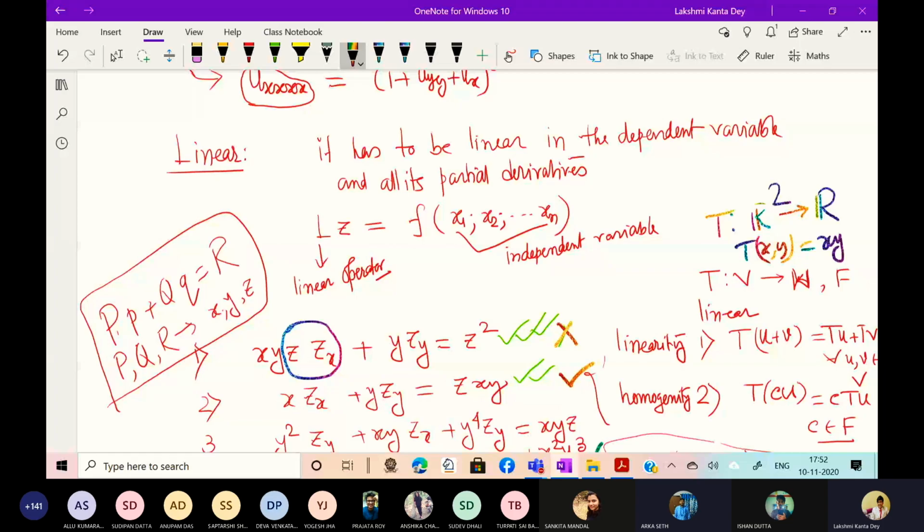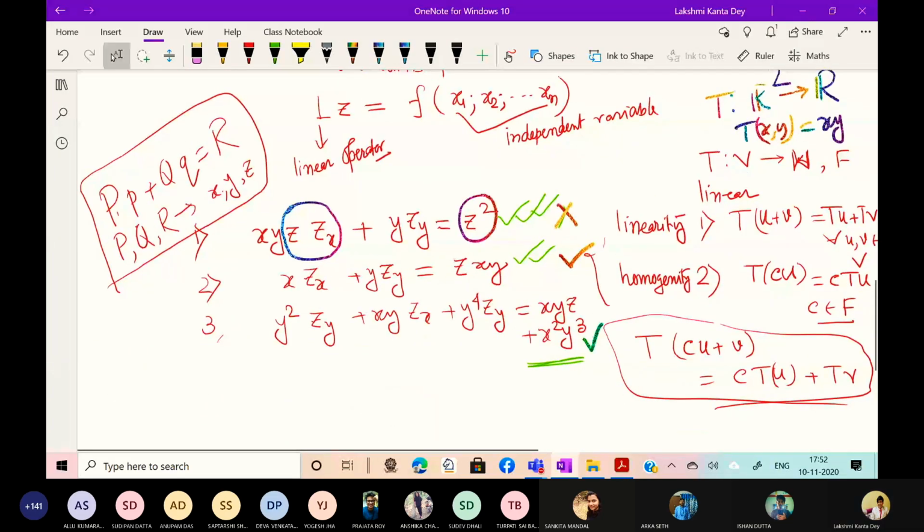And at the same time, you look at this, it is z square, so it cannot be linear. If some differential equation is to be linear, and your dependent variable occurs as a product of the dependent variable and its partial derivative, or the power of the dependent variable is more than 1, then it cannot be linear. Straight away it is discarded.